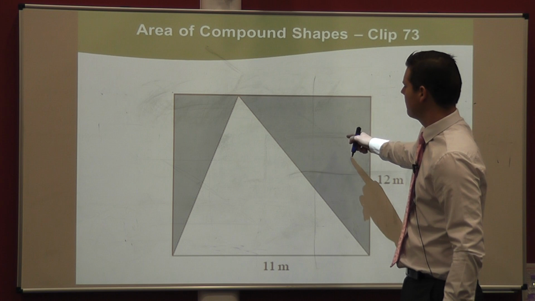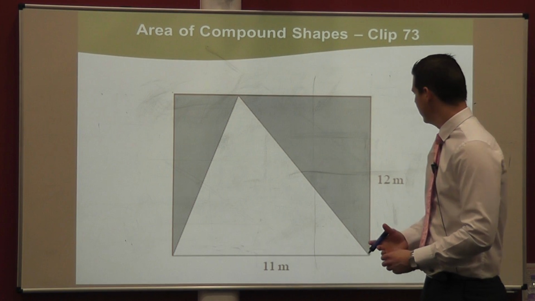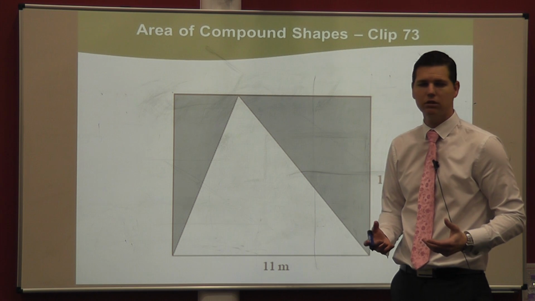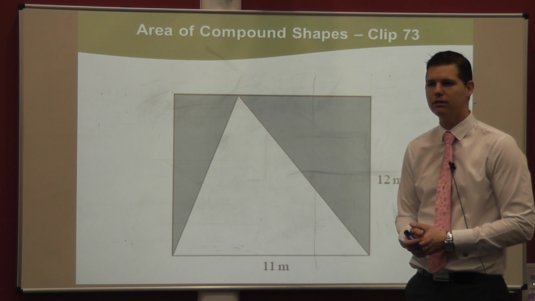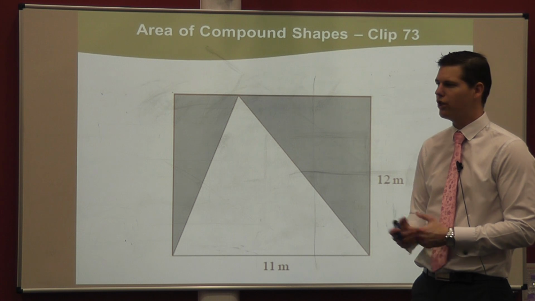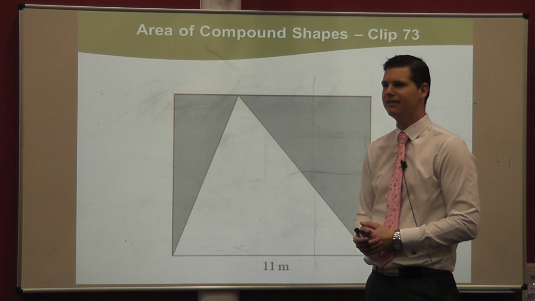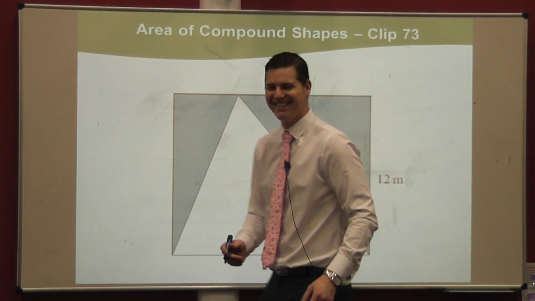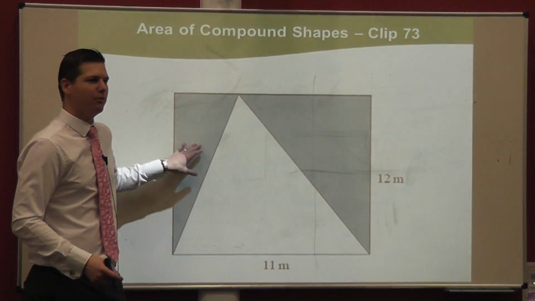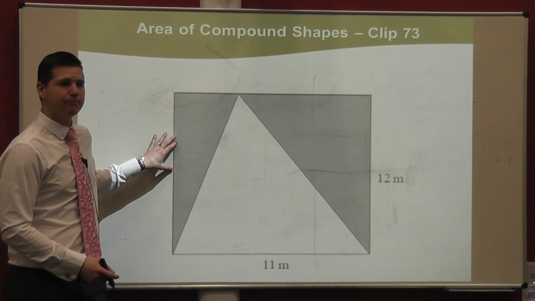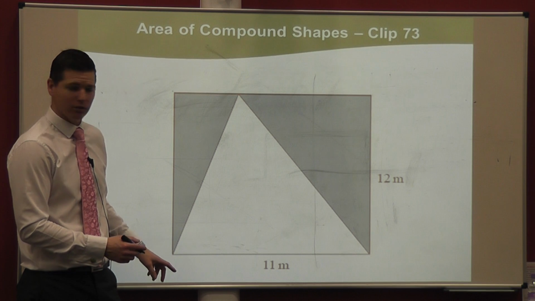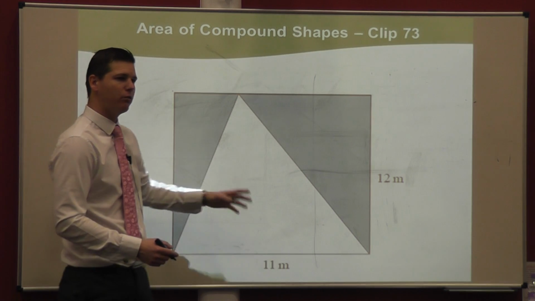Area of compound shapes. Area of compound shapes are easy. If I'm sitting here and I'm asking you to find the area of the triangle, how am I going to do that? So it's shapes we know. Which two shapes can you see that we know there? And? Square. Square? Everyone see that? Or a rectangle? So you've got a rectangle and a triangle.